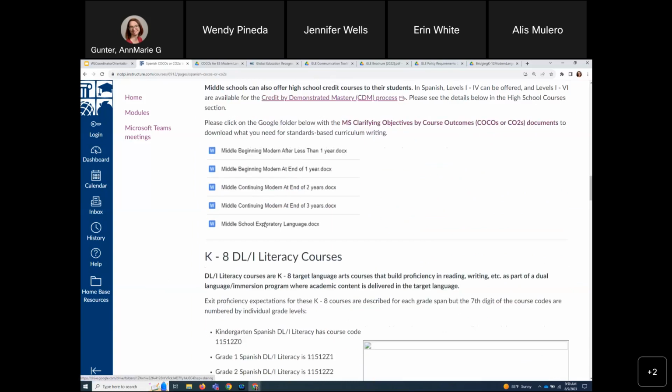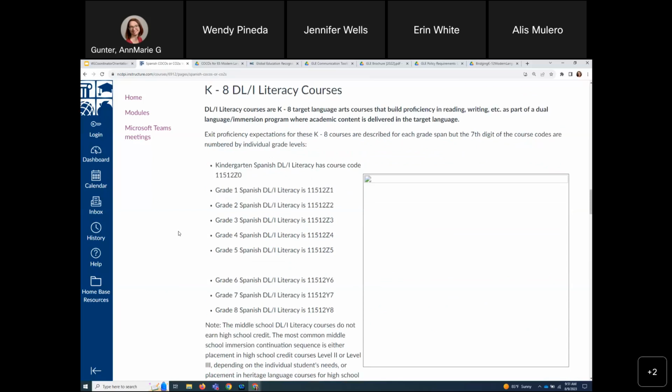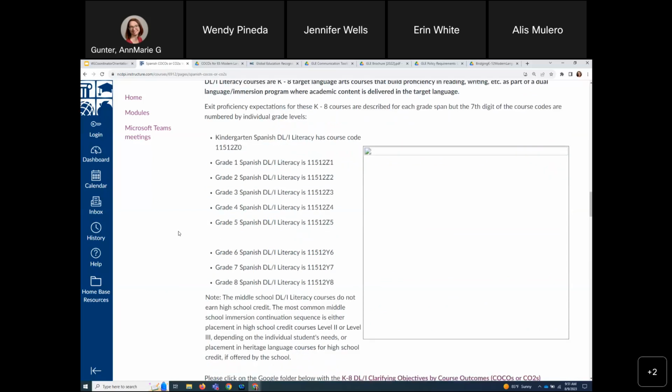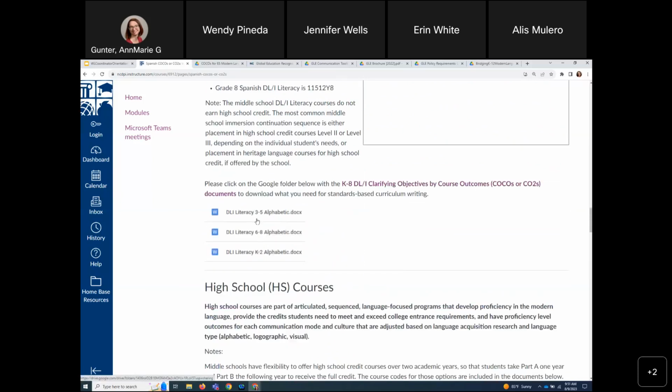And then we have K-8 because Spanish is one of the 8 languages where we have DLI programs. And so again, we have COCOs for those different programs. For DLI programs, they are course outcomes by grade span, as opposed to course level or grade level. And so you can see that they have them here, and you can download those.